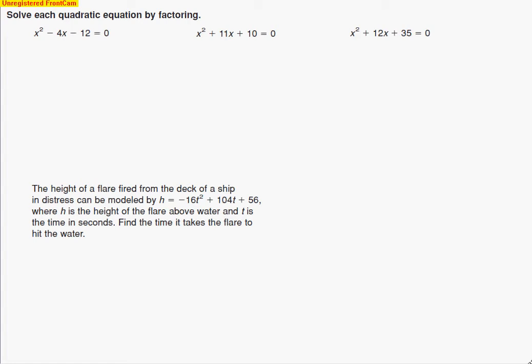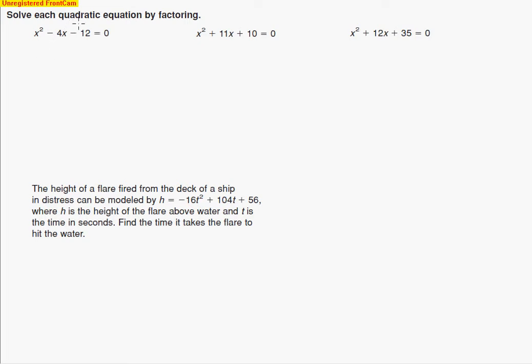In part 2 of today's lesson, we'll continue factoring some quadratics where we have to factor first and then solve, and then we also have a word problem involving projectiles. So let's take a look at these three problems, and they're similar to what we were doing in part 1 where we have to factor first.